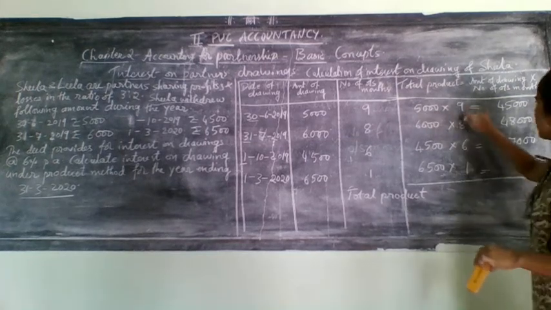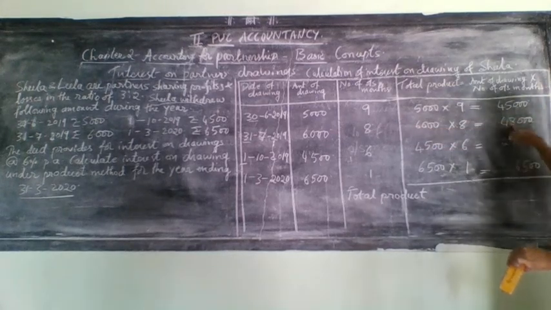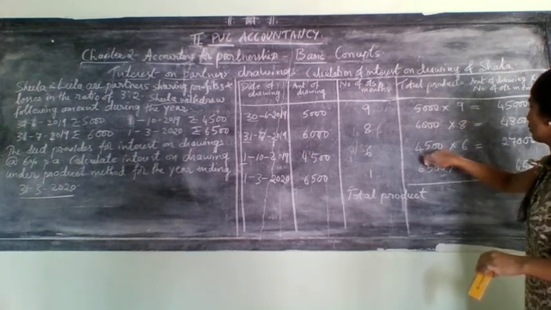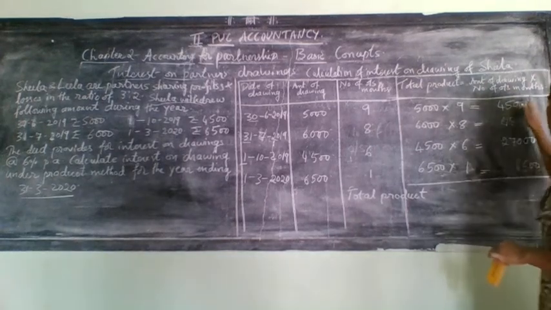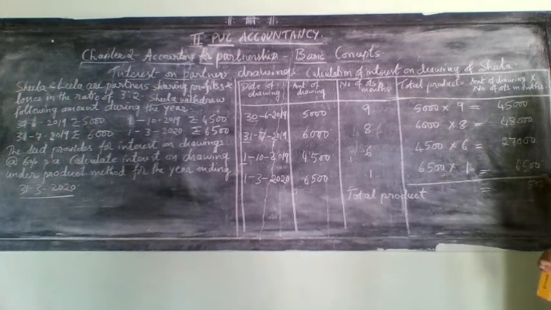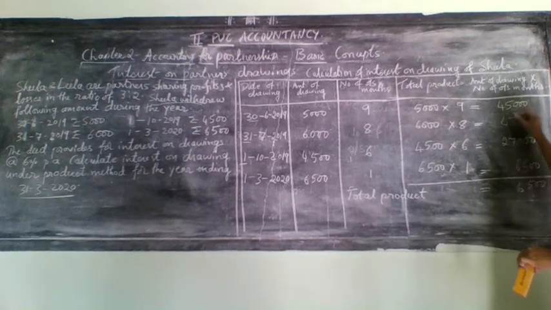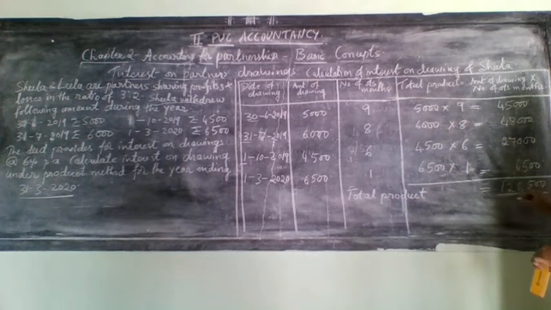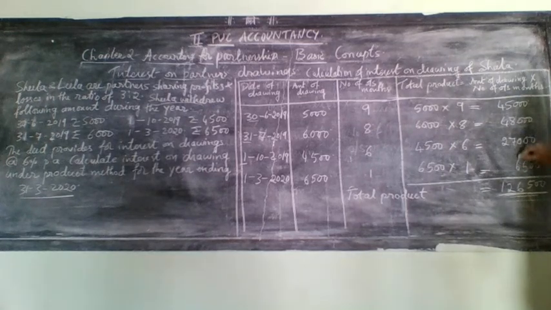Once again, 5,000 into 9, so 45,000. 48,000. Next, 4,500 into 6, 27,000, and 6,500. After doing all this, add and write it at last. How much will it come? 1,26,500.